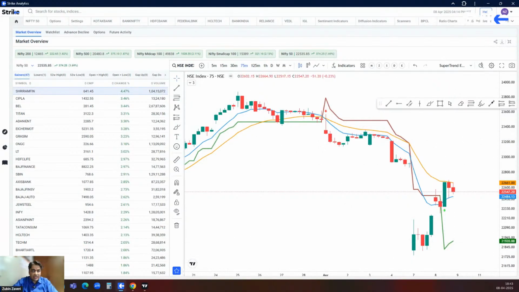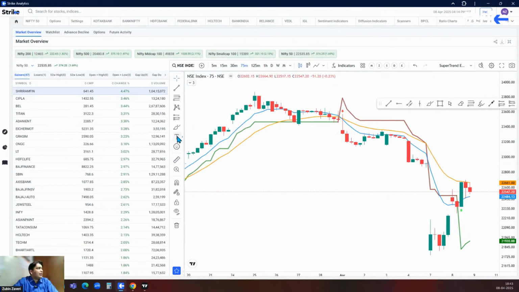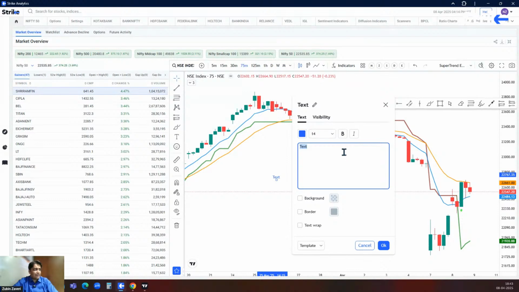Let me quickly open, okay, I'll write it down here. So what are the conditions to buy? Is the text visible? Yeah. Buy rules. We will use these buy rules on the 75-minute chart of Nifty.